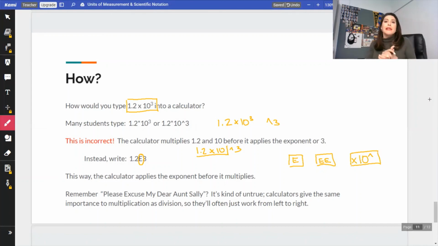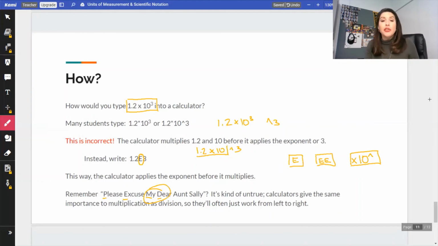And I hate to break it to you, but the old 'please excuse my dear Aunt Sally', PEMDAS, doesn't really work in calculator world. It's kind of untrue. You were taught to first do parentheses, then exponents, then multiply and divide. I have news for you. The calculator treats multiplication and division with the same weight. So it doesn't always multiply first or always divide first. Usually it just goes left to right across your calculator screen. So it's important that we articulate to the calculator when it needs to multiply and when it needs to divide. We're not going to just trust it to do it for us.